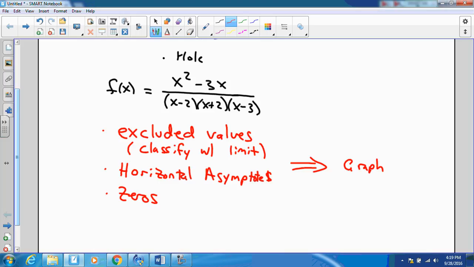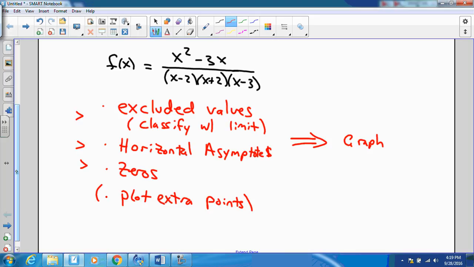If you get all of this information and you're still a little confused about the shape of the graph, you can always plot extra points if you need to. But 9 times out of 10, you won't need to. Just the information that we get from the excluded values, the horizontal asymptotes, and the zeros is usually enough to get a good graph here.